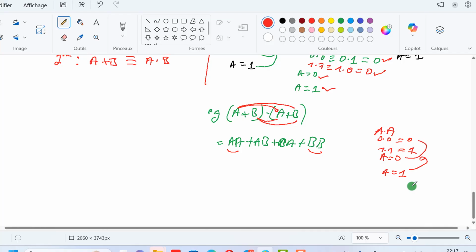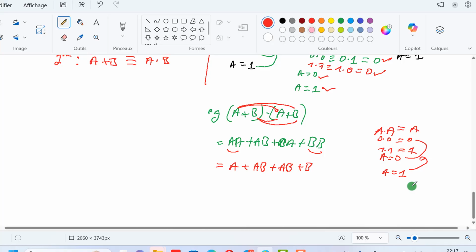When A is 0, you have 0. When A is 1, you have 1. So you have seen that A dot A remains A. If A dot A is A, it means that B dot B is B. So all this simplifies to A plus AB plus B. A is the same as AB, so I can just write it like that, plus B. Now you look for common terms here and factorize.